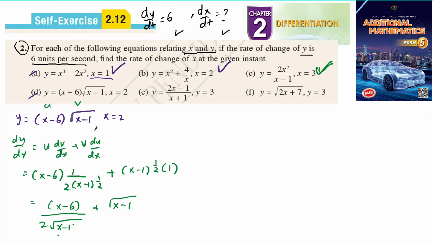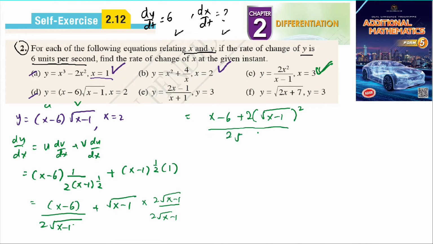So you see here, this one is fraction. So to combine this one, we need to make the denominator equal. So this one we have to multiply with 3 times the cube root of (x minus 1) squared over 3 times the cube root of (x minus 1) squared. So up here we have x minus 6 plus, so this one would be 3, and you see here cube root of (x minus 1) times cube root of (x minus 1) squared, so this one (x minus 1), because it is the same thing.